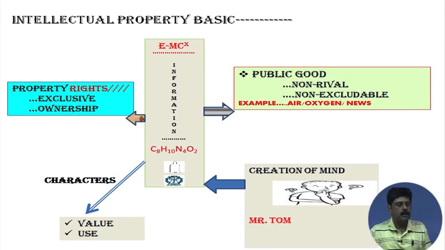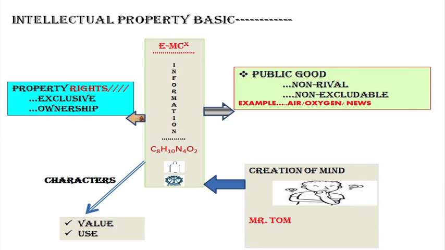Now, for that information good, he does not know what the future outcome may be from this particular relationship, E is equal to mc to the power x. So we consider that as information or information goods. He created one equation, let us say E is equal to mc to the power x.